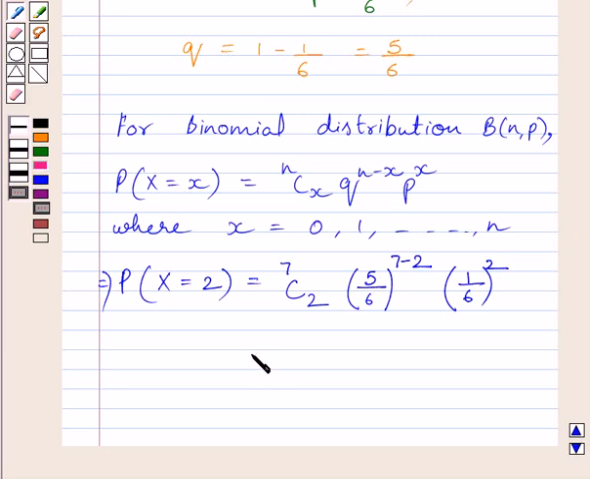Now this is further equal to 7 multiplied by 6 upon 2 multiplied by 1 multiplied by 5 upon 6 raised to the power 5 multiplied by 1 upon 36. We know square of 6 is 36 and square of 1 is 1. 7 minus 2 is equal to 5.